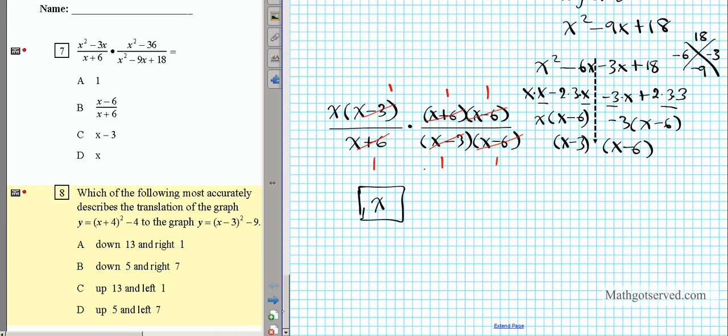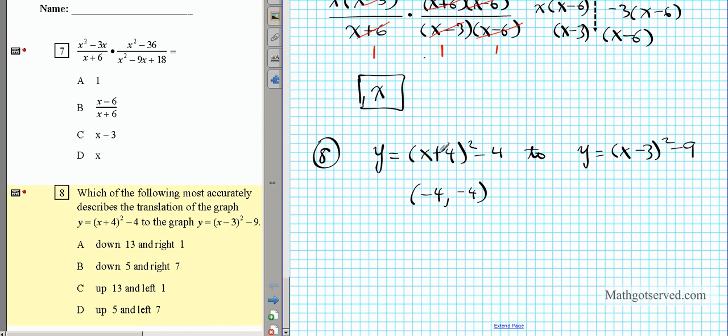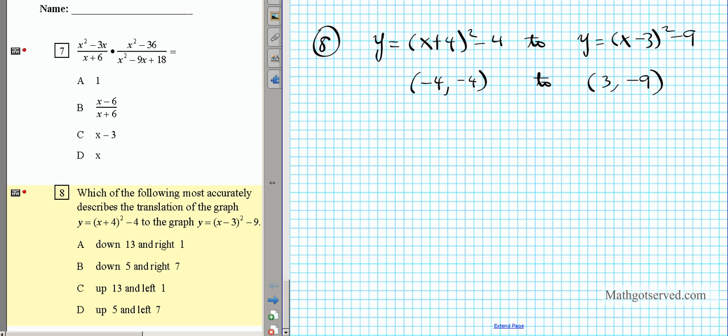It says, which of the following describes the translation from the function y equals x plus 4 squared minus 4 to y equals x minus 3 squared minus 9. All we need is to find the vertices and then graph them, and then we can see what the translation is. So the vertex from the start is negative 4, comma, negative 4. You take the opposite of this number next to the x and then bring down that number. And then over here, you take the opposite of this and then bring down the other number. All right, so let's go ahead and graph these and see what our translation is.